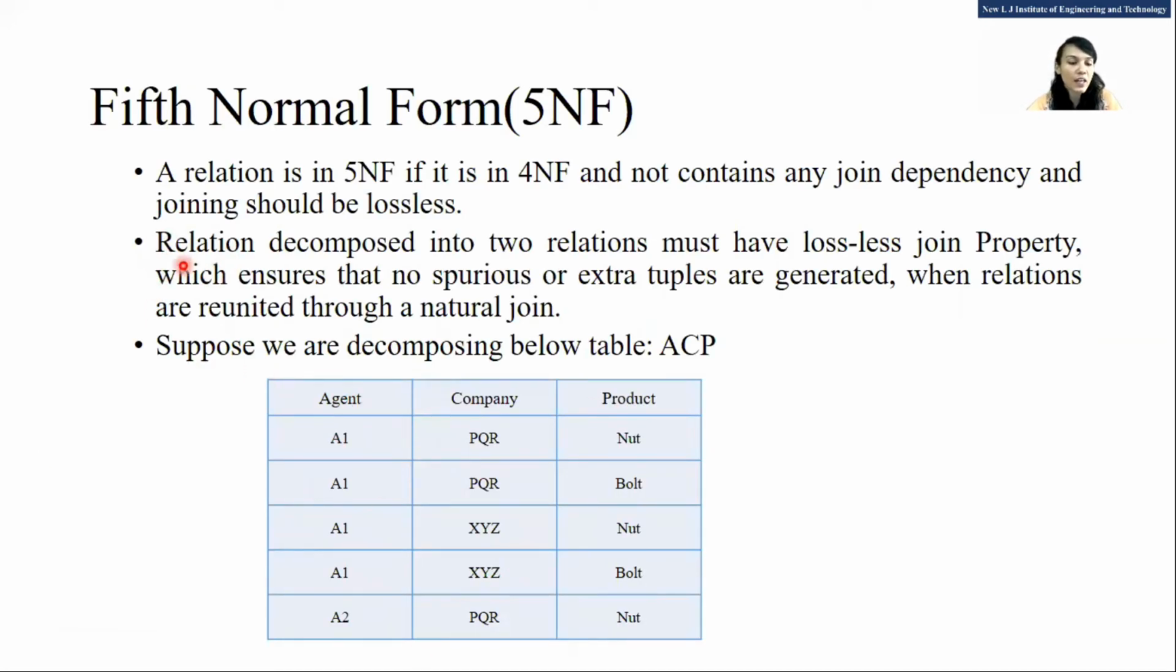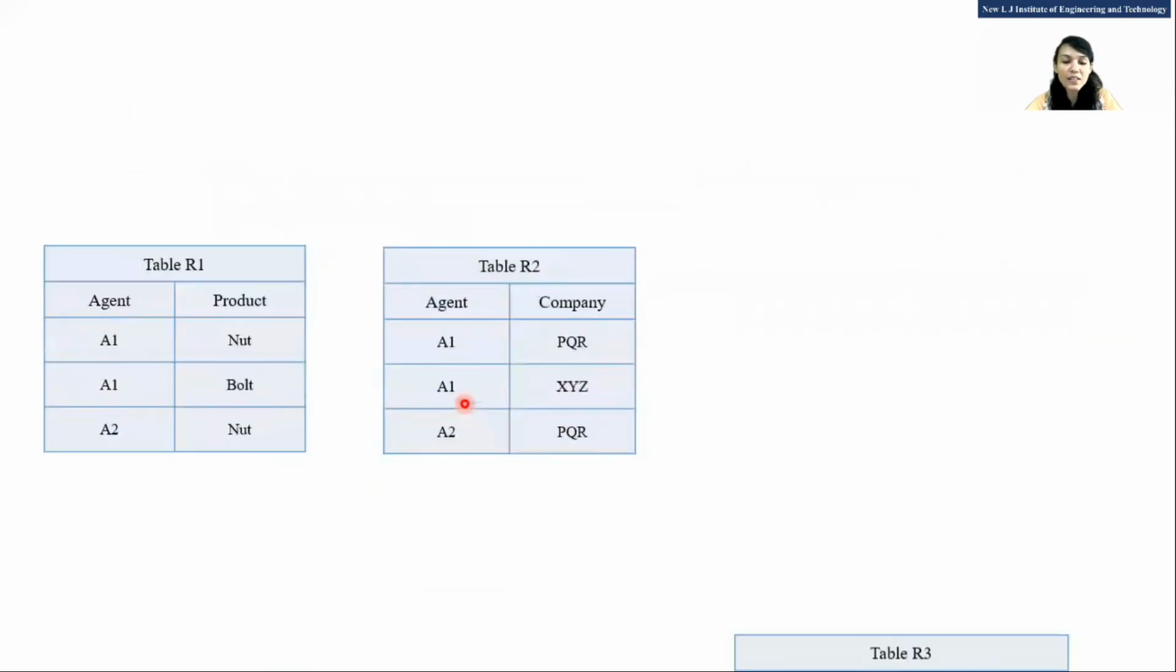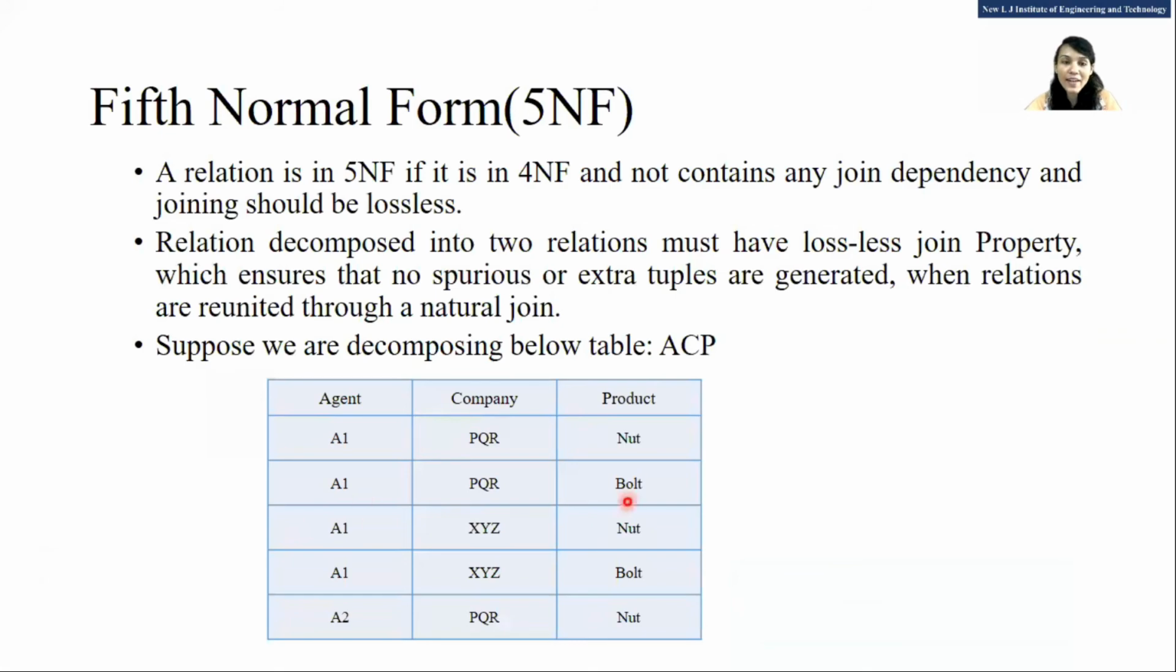For that you can read this second paragraph. The relation decomposed into two relations must have the lossless join property, which ensures that no extra tuples are generated when relations are reunited through a natural join. So if I'm joining these three tables and I'm getting some extra tuples or extra records, then we can say that relation is not in fifth normal form. But if after joining using natural join I'm getting the same relation as this, then I can say that relation is in fifth normal form.